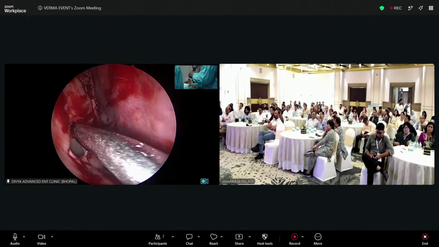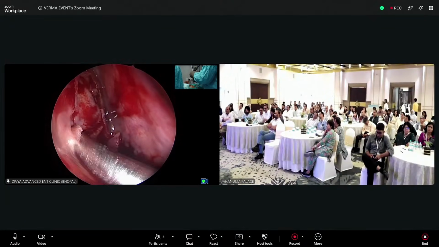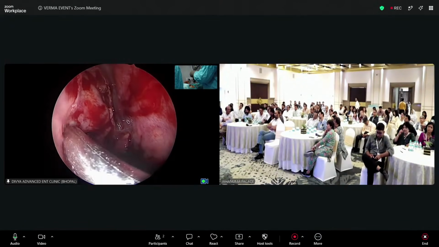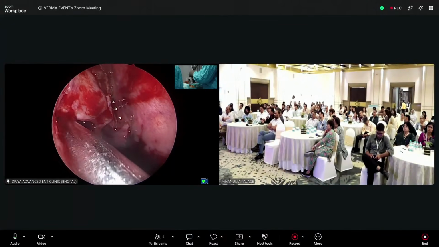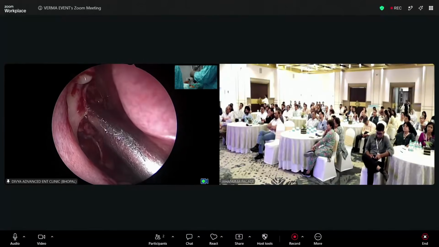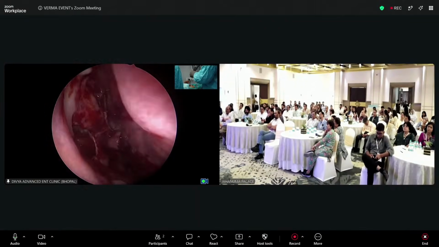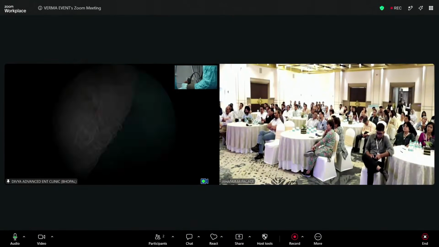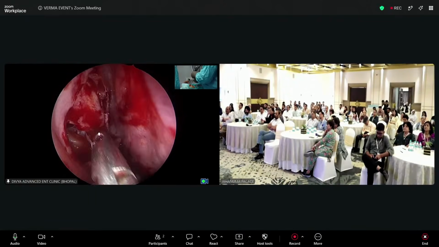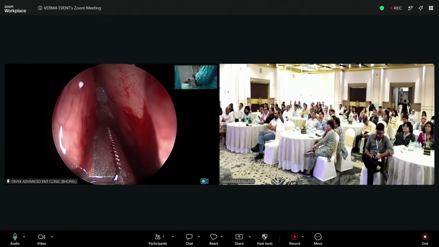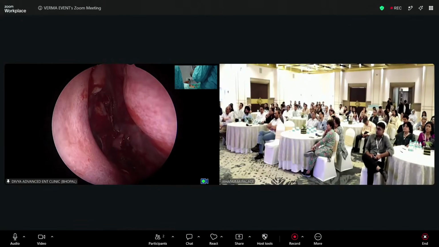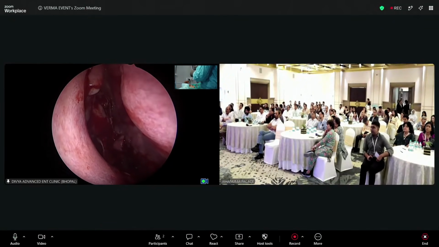That's the maxillary sinus on this side, the uncinate process on this side. That's the bulla ethmoidalis, the biggest cell in this region. My area of interest is here, right up at the skull base.